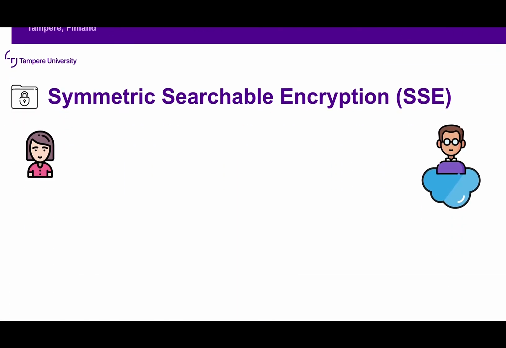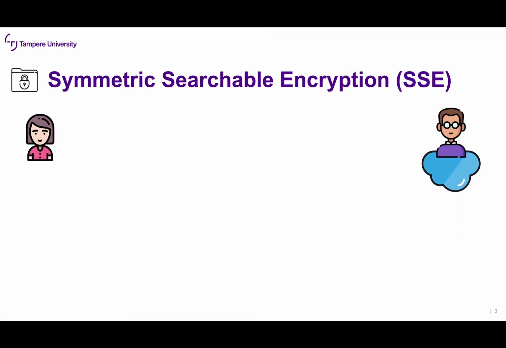So we said in the previous video that our main goal basically is to describe some promising modern cryptographic techniques, and one of them was symmetric searchable encryption. The other one was attribute-based encryption.